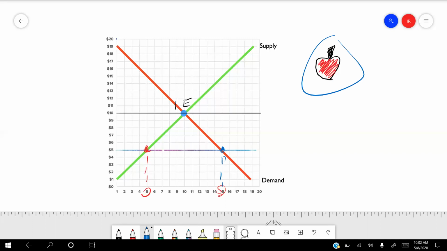This creates a problem that economists call a shortage, where the demand is higher than the supply. The difference between the quantity demanded and the quantity supplied is the shortage. In this case, there is a shortage of 10 apples.